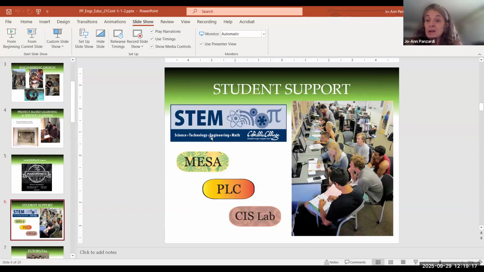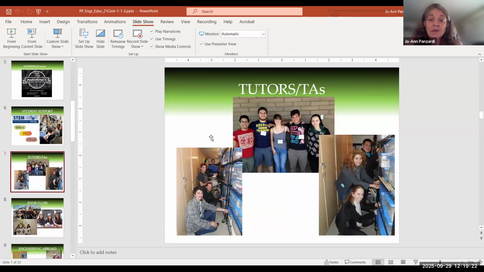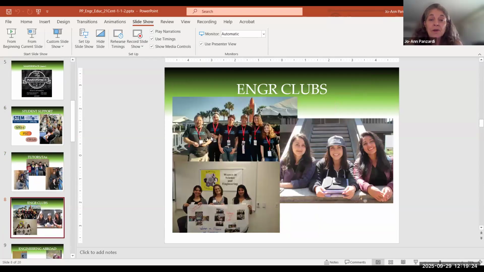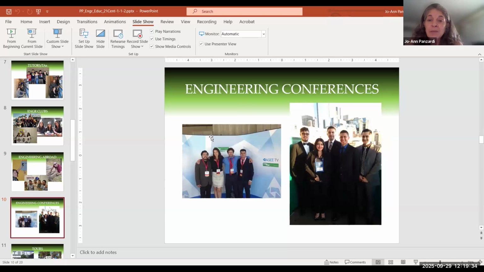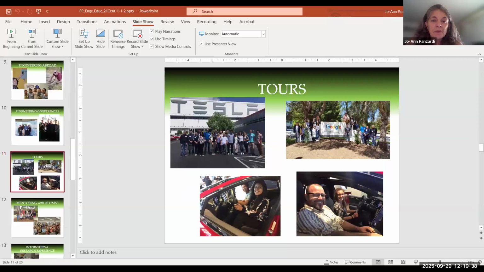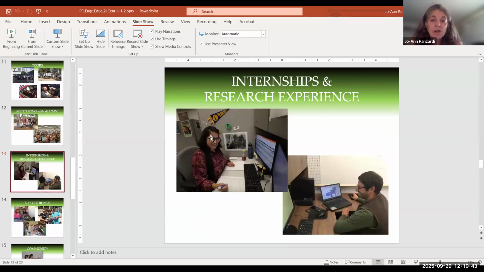Is there a study center? What's the study center like where you choose? Is there an opportunity to be a tutor, a TA? Are there a lot of engineering clubs? Do they have an engineering abroad program where you could go away and work on a project with a village? Do they take people to conferences? Do they sponsor you, give you money to go to a conference? Do you go on tours? Are there mentors who are working engineers? Do you want internships, research experiences? So these are the type of characteristics of some universities.